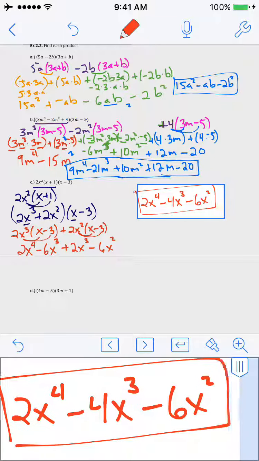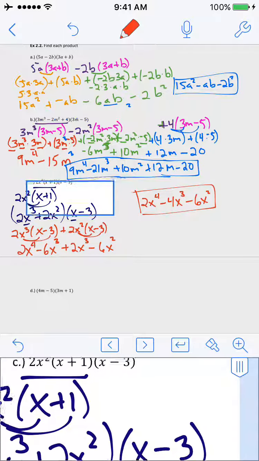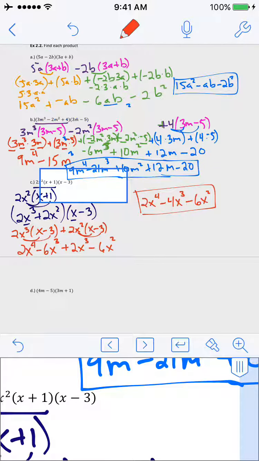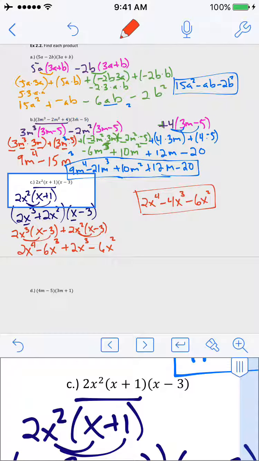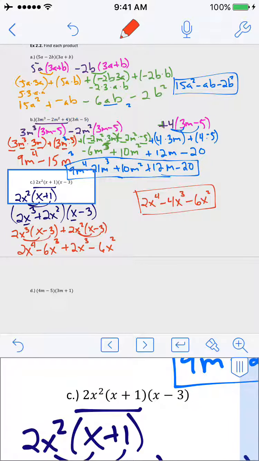And we're done. You would have found the exact same thing had you multiplied the two binomials first and then the monomial. Or even 2x squared times x minus 3 and then times x plus 1. Remember, multiplication is commutative and associative. You can multiply them in any order that you choose. Any two can come first.